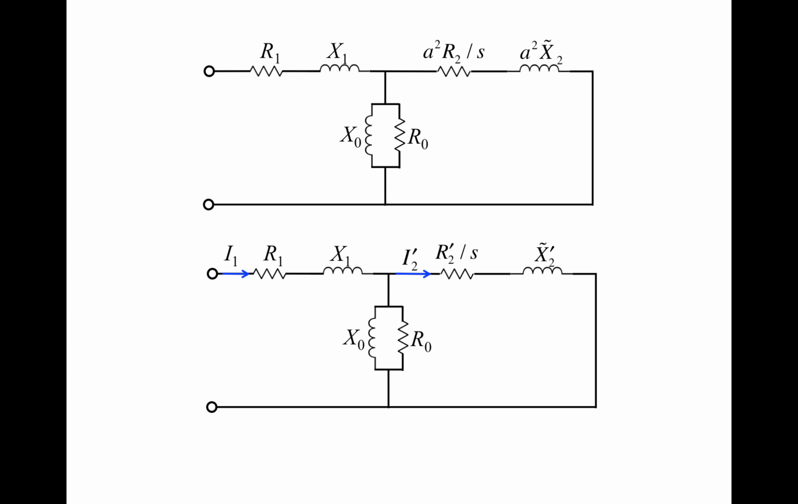The same is true here for the induction machine. The stator side apparent resistance for the resistor R2 divided by S is just the turns ratio squared, A squared, times R2 divided by S. And the same is true for the inductor. All we have to do is multiply by A squared, and that's the apparent impedance for the stator side. Once we have moved those components to the stator side, the transformer is useless now. We have removed the transformer. You don't see the transformer anymore.